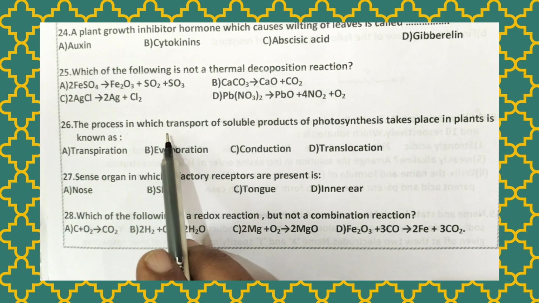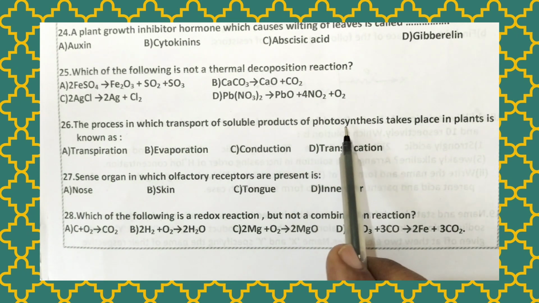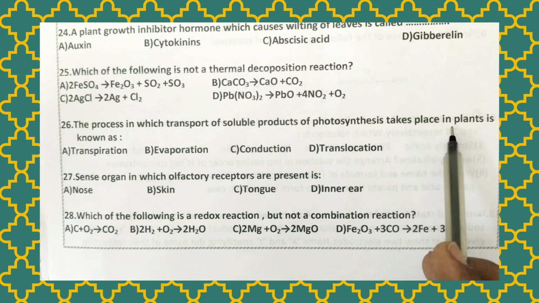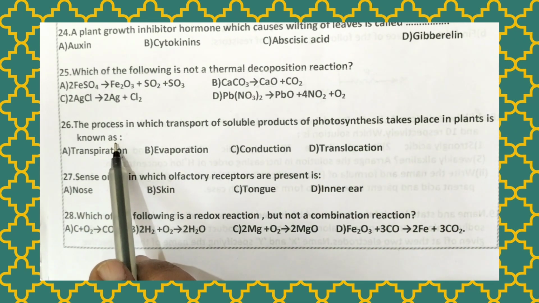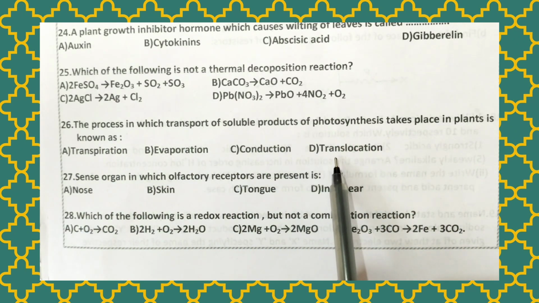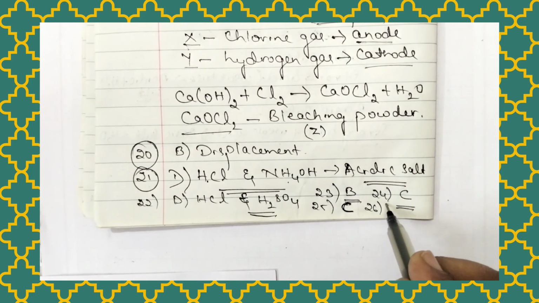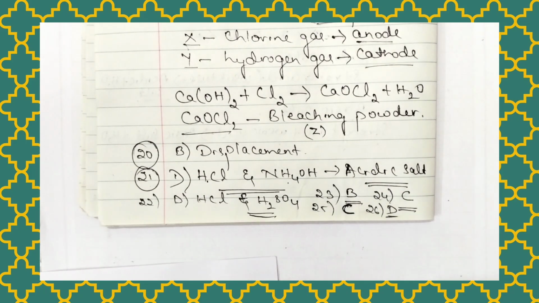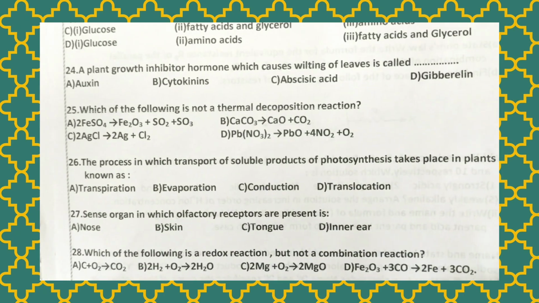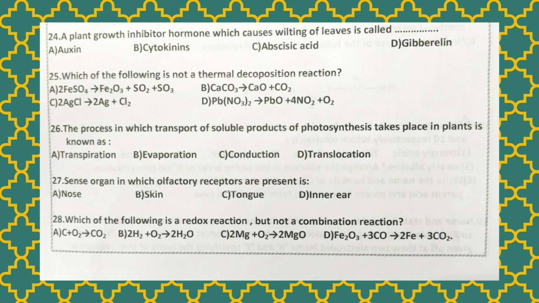The process in which transport of soluble products of photosynthesis takes place in plants is known as... Soluble product of photosynthesis, the answer is option D, that is translocation. So for the 26th question, the right option is D. Option D is the right answer. Now let us move to the 27th.